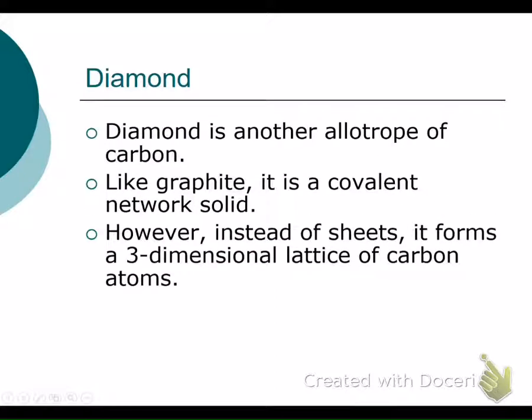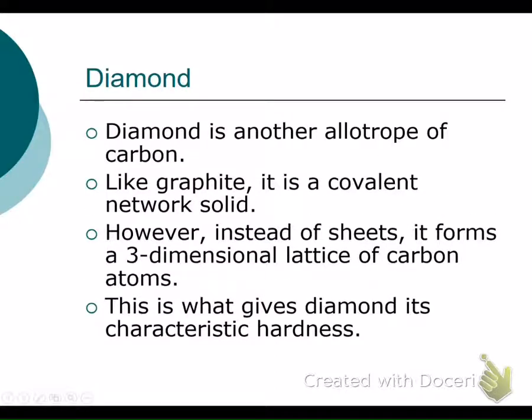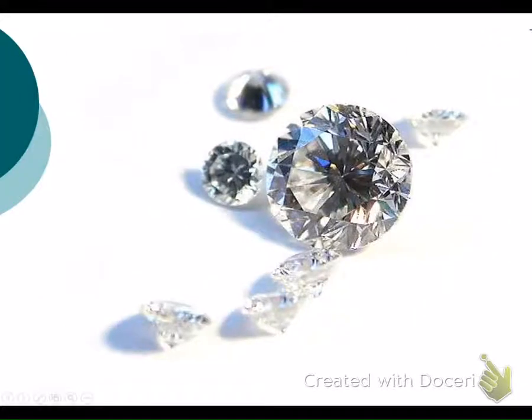Diamond is another allotrope of carbon. Instead of 2 dimensions, though, it goes into 3 dimensions. And you get that nice, clear, beautiful crystal with diamond.